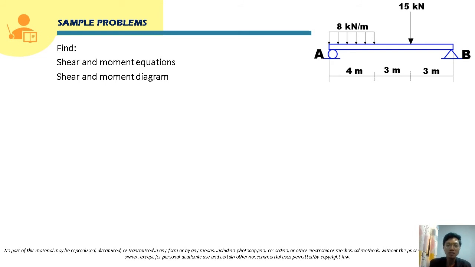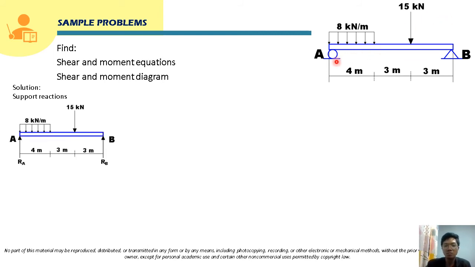So to solve the shear and moment equations and to construct the shear and moment diagram, we will start with the computation first of the support reactions. For the free body diagram of this beam, since this is supported by a roller here, there will be a reaction here. And since this is supported by a hinge here, there will be a reaction here. So from here, class, we can solve for the reactions R sub A and R sub B. Let's first take moment here at point B so that R sub B will be cancelled, and we can solve for R sub A.